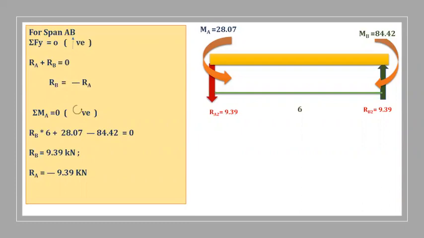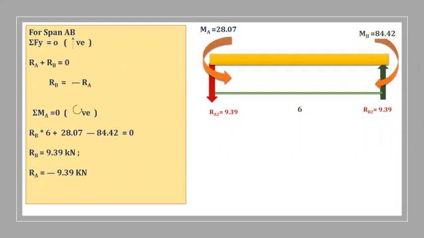Okay, you will put the arrow symbol upward side. At that value you will write minus 9.39. Any one of the methods we can follow. So these are the support reactions developed due to only the support moments.